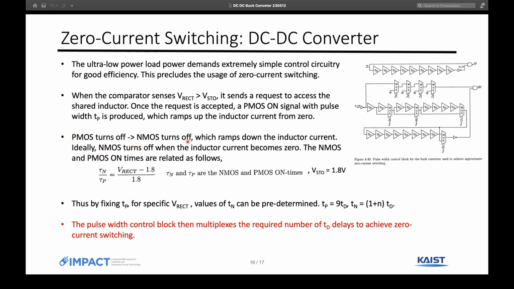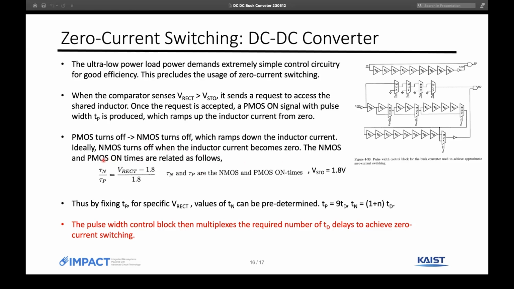When the PMOS turns off, the NMOS turns on, which ramps down the inductor current ideally. Ideally, the NMOS will turn off when the inductor current becomes zero. The NMOS and PMOS on times are related as follows. The PMOS on signal turns on the inductor current, making some current flow to the inductor, and then the PMOS turns off, the NMOS turns on, and it again decreases the inductor current. The NMOS turns off when the inductor current again becomes zero.